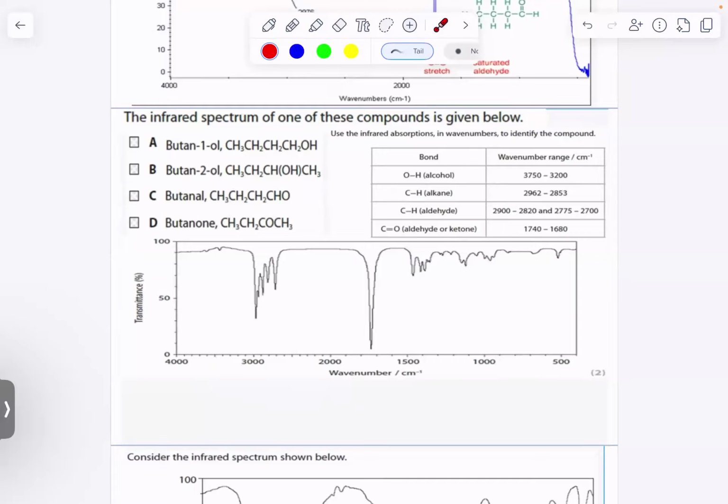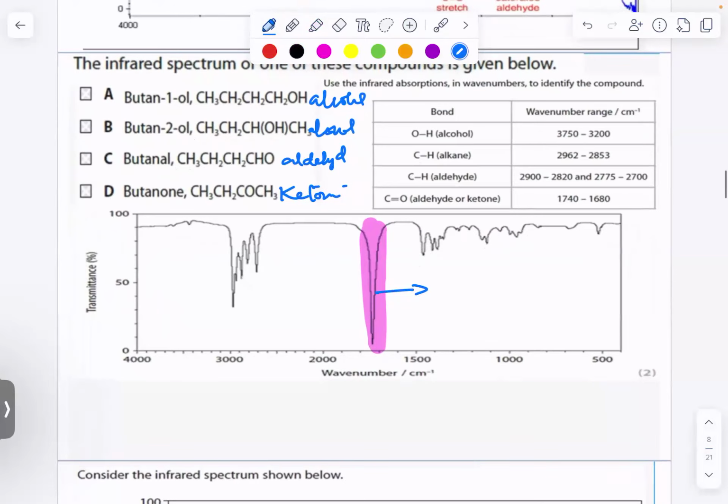Just think about it, right? The infrared spectrum of one of these compounds is given below: butan-1-ol, butan-2-ol, butanal, and butanone. So this is alcohol, this is alcohol, this is aldehyde, and this is ketone. So now tell me, what you are looking at is a very distinct peak at 1750. And this peak is for what? You know that. This is for the carbonyl group.